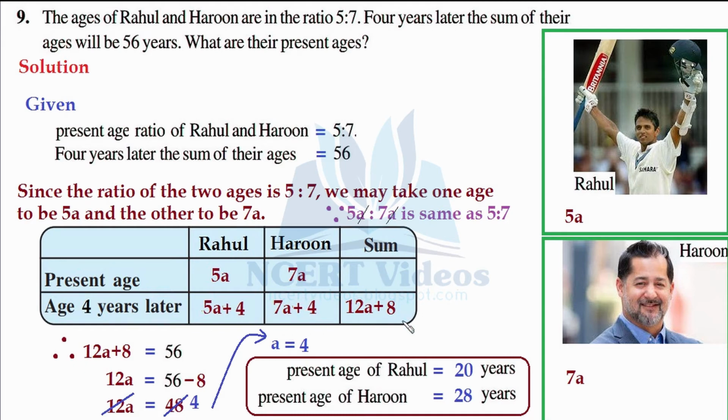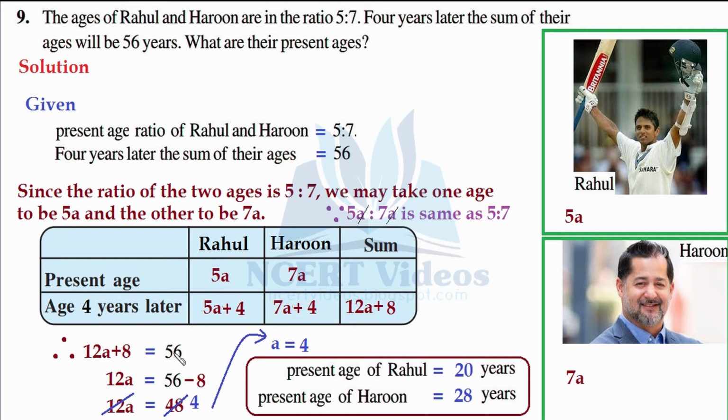And why are we finding this? Because we are trying to reach our second statement, that is, the sum of their ages after 4 years. So we add it. 5A plus 7A, their variables are the same. Therefore, we can add the coefficients, that is 7 plus 5, that would give you 12A. And 4 plus 4 is 8. Therefore, 12 times A plus 8. We are writing the sum, that is equal to 56 years, because we found this sum that will correspond to their ages after 4 years.